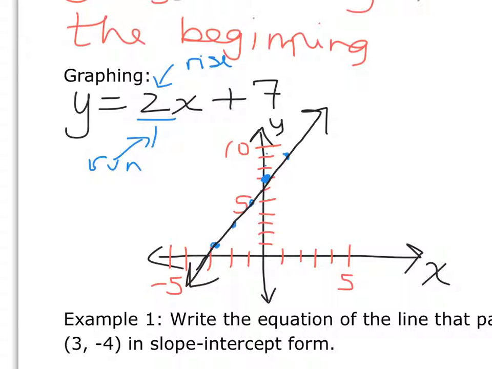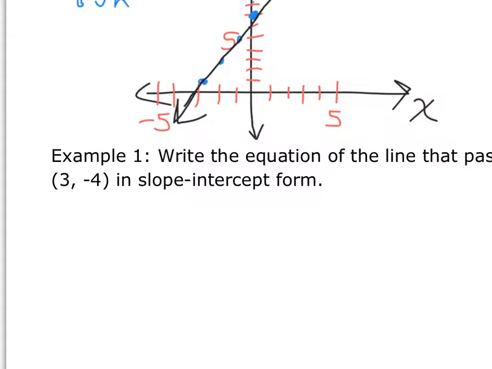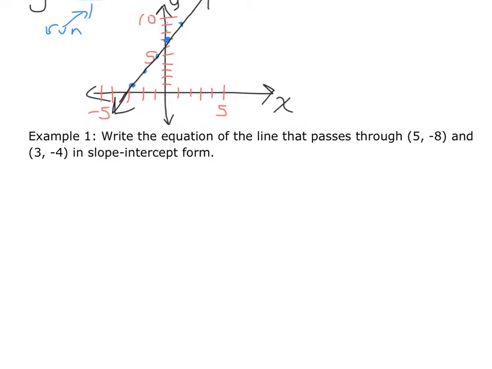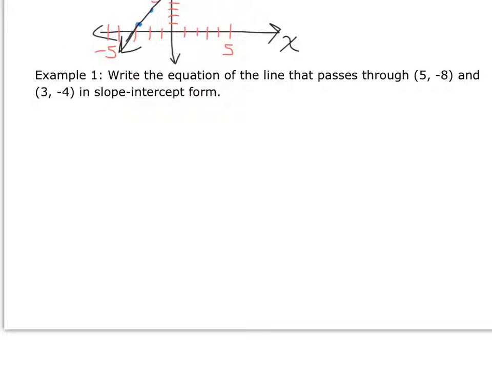So the first thing we're going to do, example 1 says, and I'll zoom out some so that y'all can write this down. We're going to write the equation of the line that passes through the 2 points (5, -8) and (3, -4) in slope-intercept form.